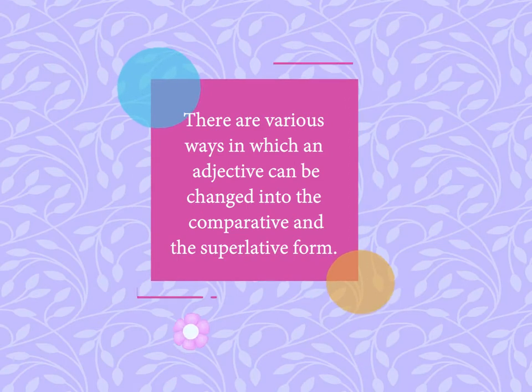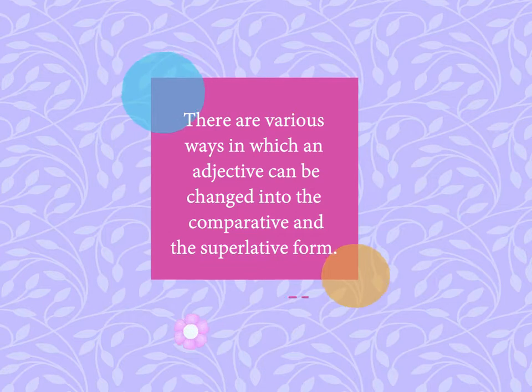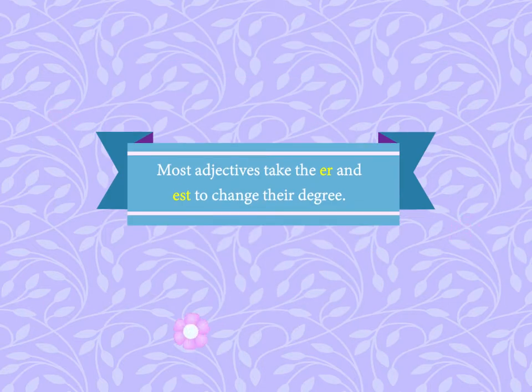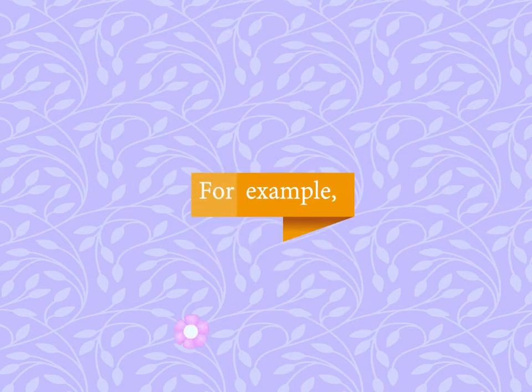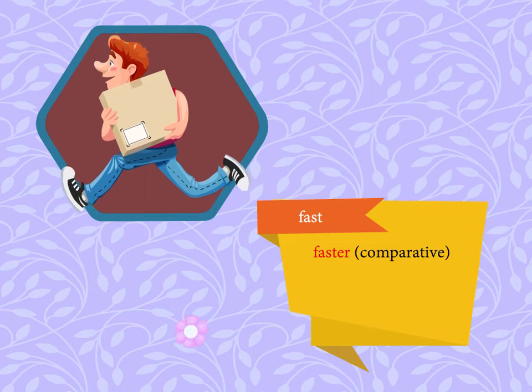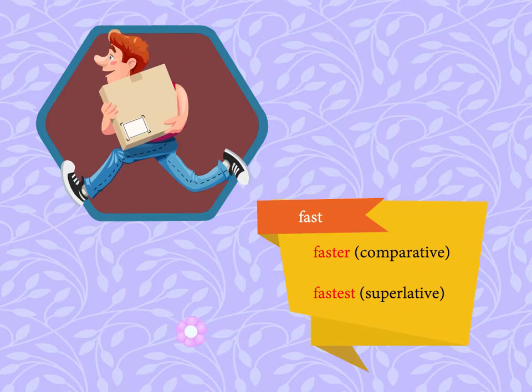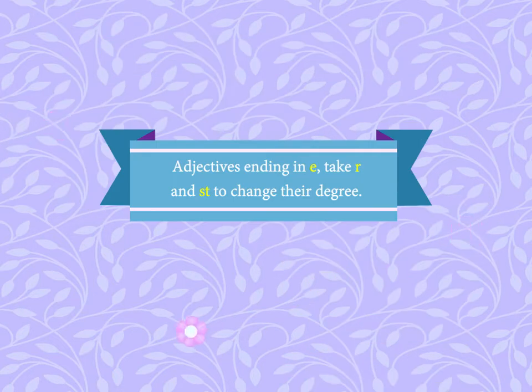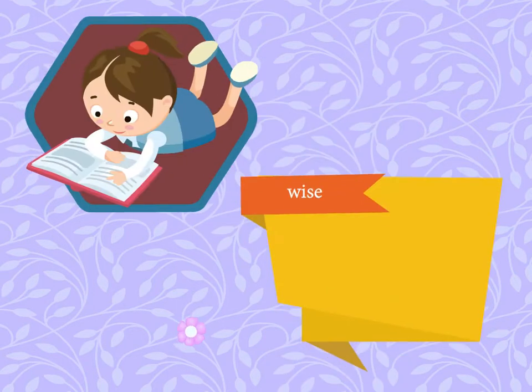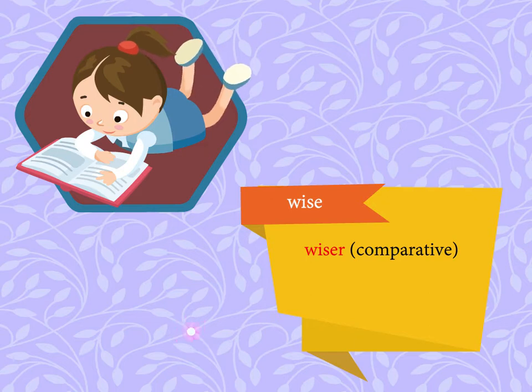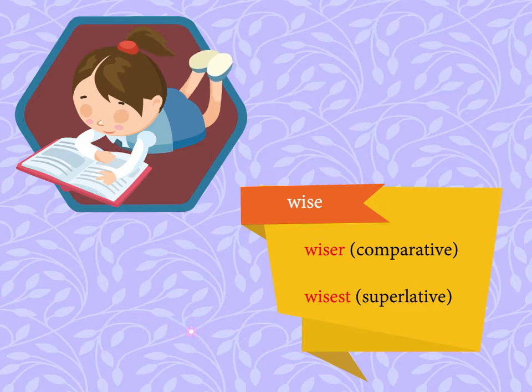There are various ways in which an adjective can be changed into the comparative and the superlative form. Most adjectives take ER and EST to change their degree. For example, fast becomes faster in comparative and fastest in superlative degree. Adjectives ending in E take R and ST to change their degree. For example, wise becomes wiser in comparative and wisest in the superlative degree.